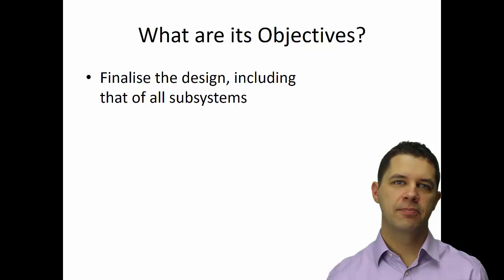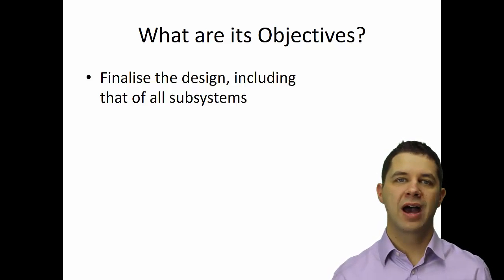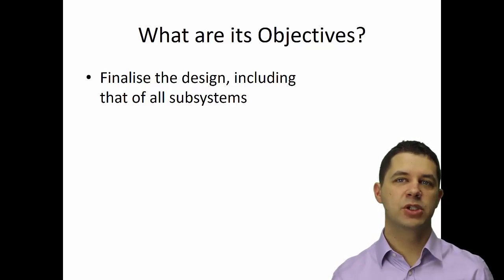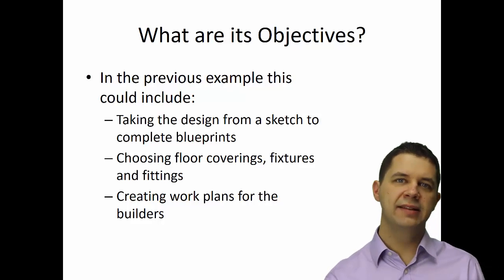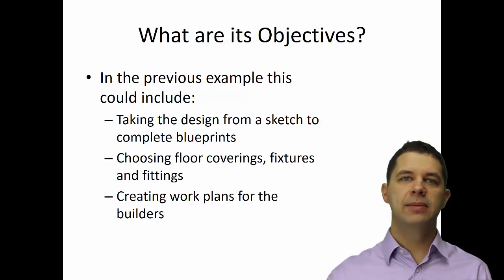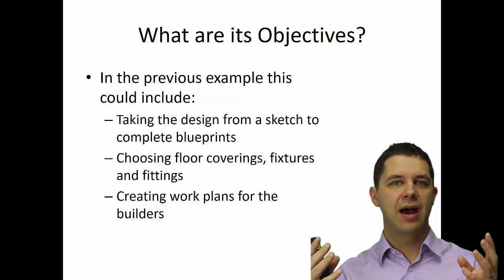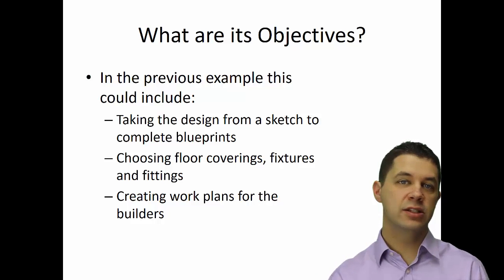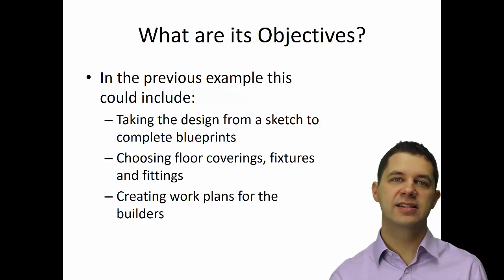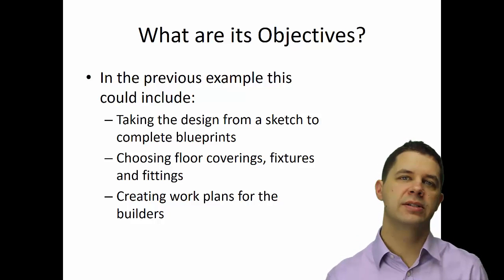So what are the objectives then? Essentially, we want to finalize the design and finalize the design of all the subsystems as well, pretty much so it's ready that we can actually build it and construct it. So in our previous example, the house that we had there, we're taking the design from a sketch to complete blueprints, ready to hand over to the builders to actually build. This includes things like all the floor coverings, the fixtures, the fittings, designing everything, and say, here you go, this is what we want. Go and construct it for us, go and build it for us.